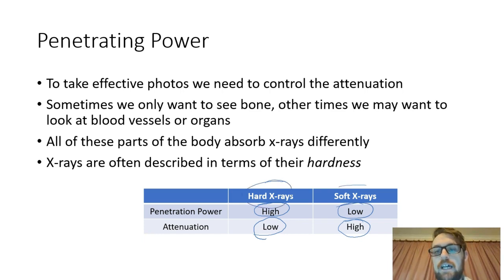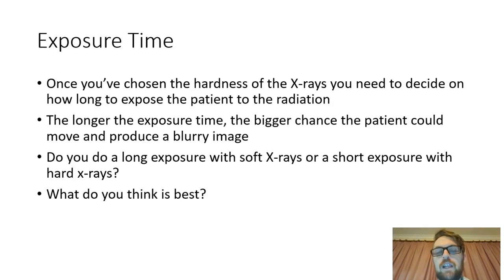These are called hard and soft X-rays, and I think that's pretty obvious in this case. Now the last thing we want to look at is exposure time. Once we've chosen how hard we want the X-rays to be, how much we want them to penetrate, we have to decide on the exposure time. This is just like a photo. If you want to have a look at a moving target, you want to take a really quick exposure, just get a snapshot of that time. If you want to have a look at something that's not moving, like a mountain, if you're a photographer, you can have a really large exposure time so you get all of that light in. And it's the same here. The longer the exposure time, the bigger the chance to produce a blurry image.